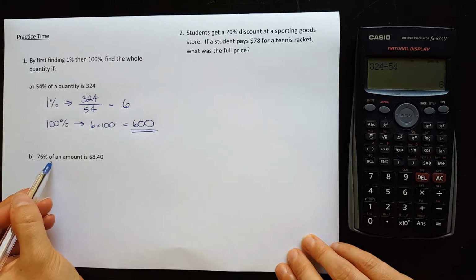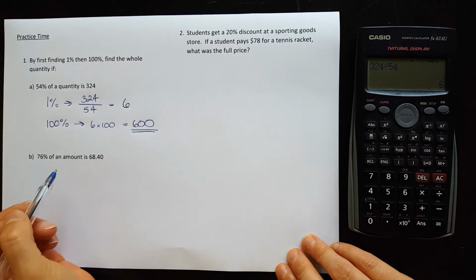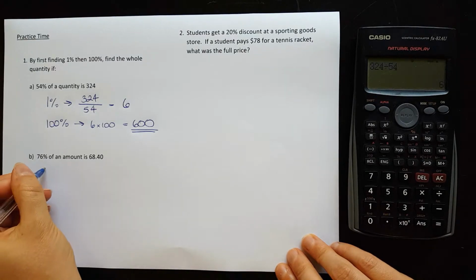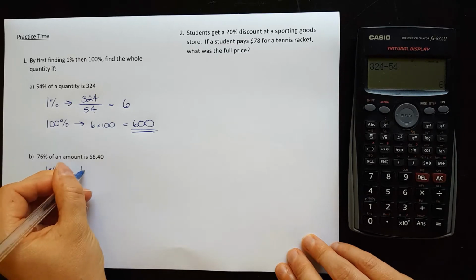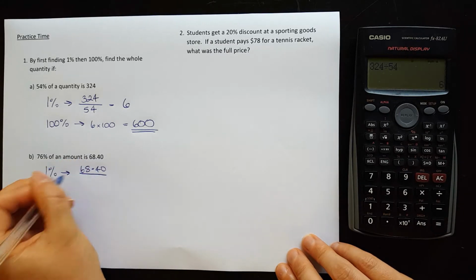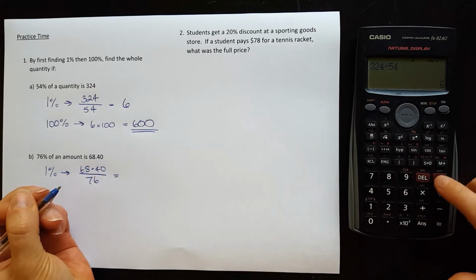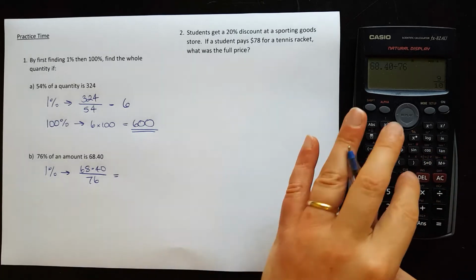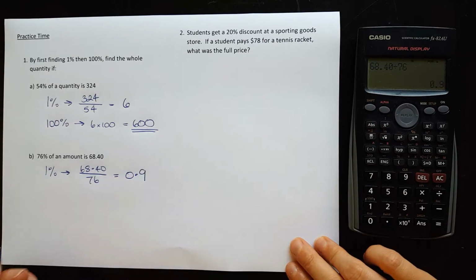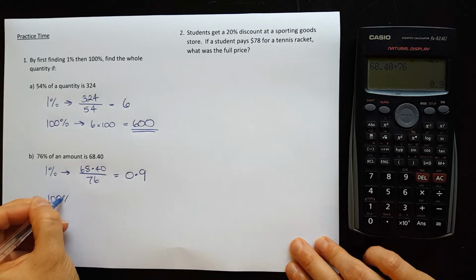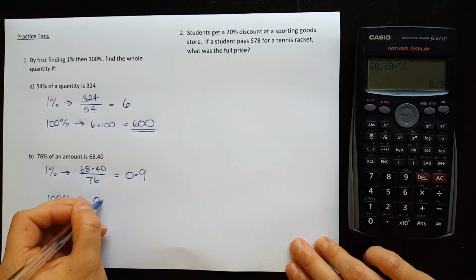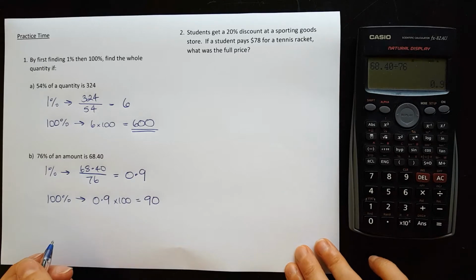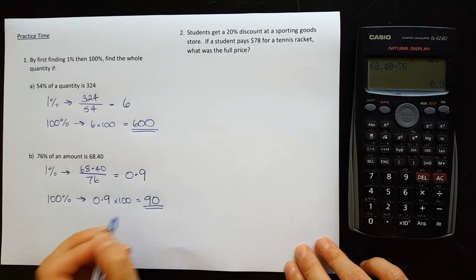B, 76% of an amount is $86.40. So find, first of all, 1%. I take my 86.40 and I divide it by 76. That is 0.9. Then I can find 100% by doing 100 lots of 0.9, which will be 90. That one's done too.